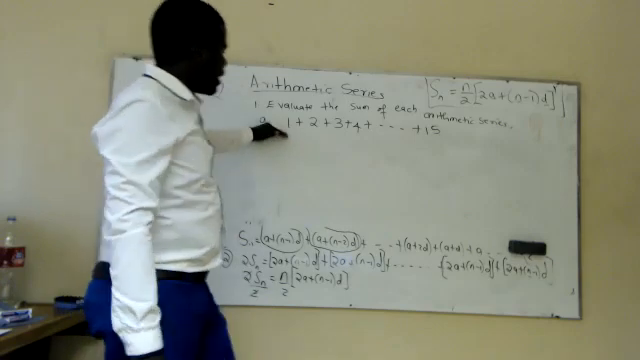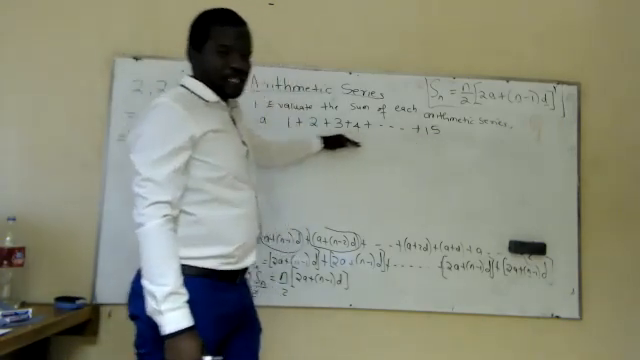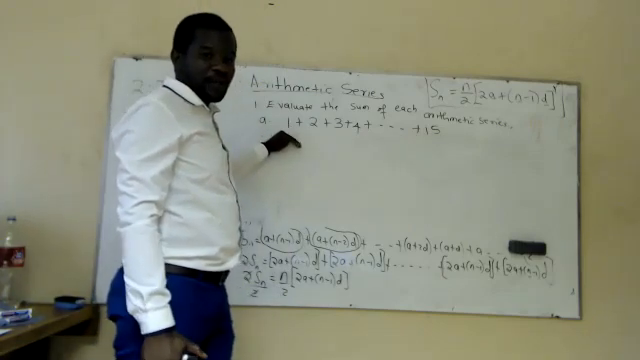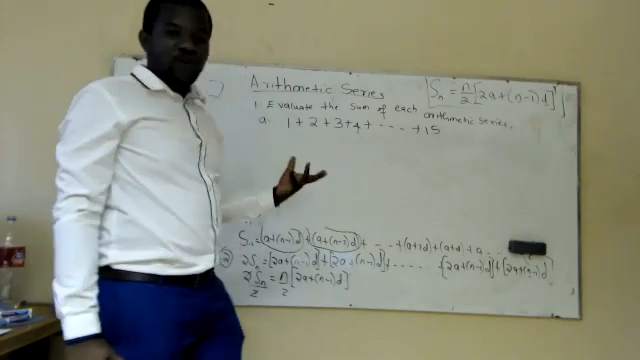Without any further ado, tell me, what is this? Is it a series or a sequence? What we are given there, is it a series or a sequence? It's a series. How do we know that it's a series?